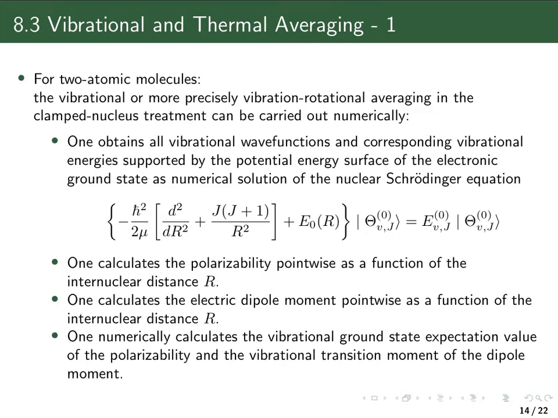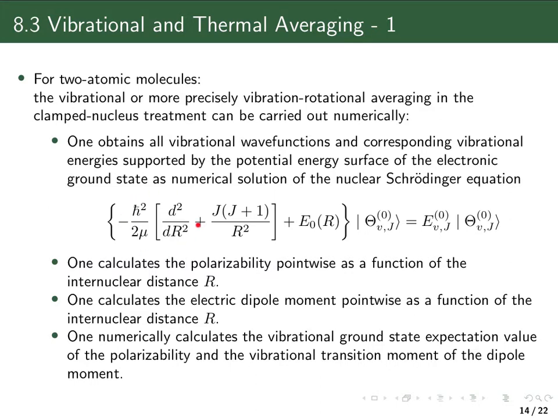In this section, we want to distinguish between diatomic molecules and polyatomic molecules, because for diatomic molecules, we can obtain vibrational wave functions numerically, because the vibrational problem for a diatomic molecule can be written in terms of just one variable, the internuclear distance. So we are dealing with a Hamiltonian in just one dimension. And this one-dimensional Hamiltonian is written up here.